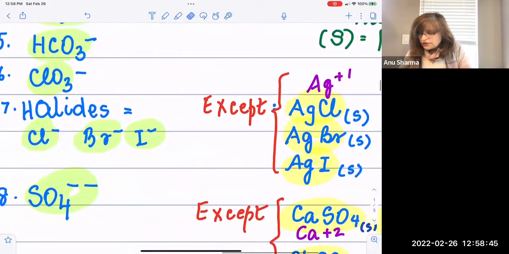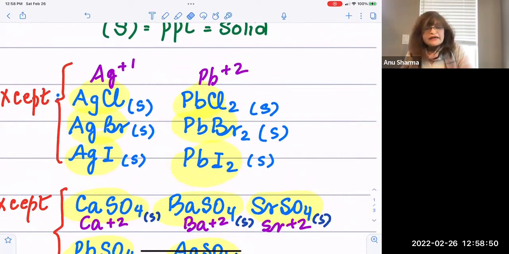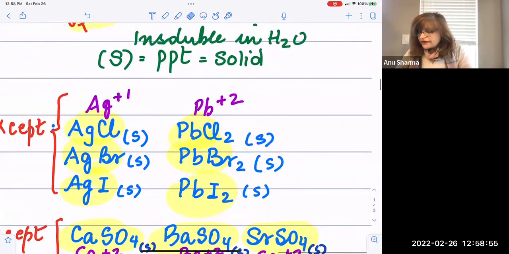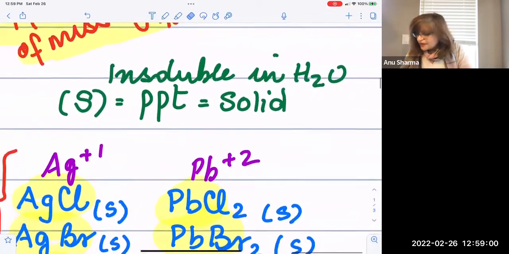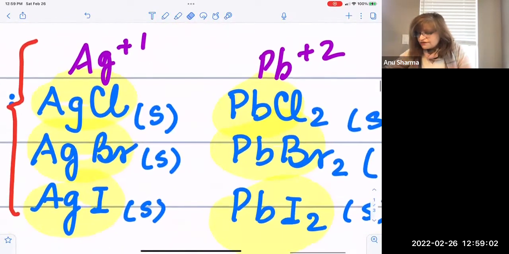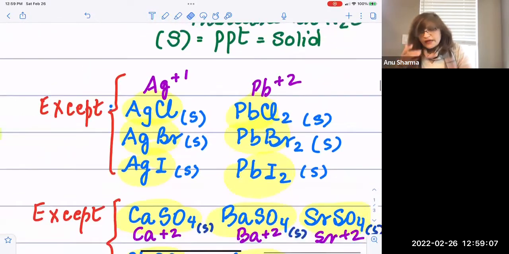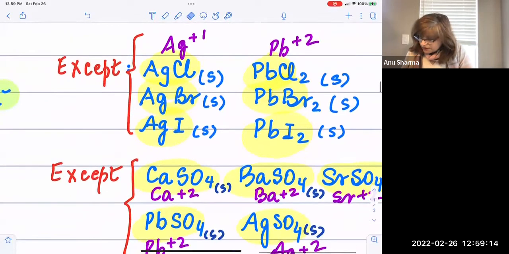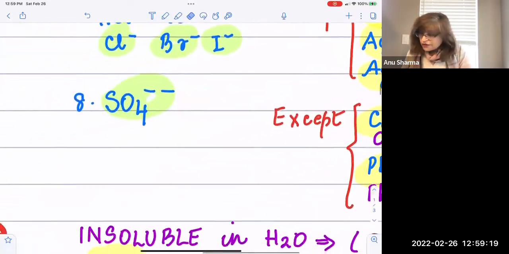Now halides, chlorides, bromides, iodides, are all soluble in water except silver chloride and PbCl2, that's lead +2 state. So anything when it is not soluble, when it is a precipitate, that is a solid, right? So it is written as S. So don't confuse S with solubility. S stands for the exceptions where the compound will not dissolve in water. That means it will not ionize, okay? So silver chloride, bromide and iodide, similarly lead chloride, bromide and iodide in +2 state will not dissolve.